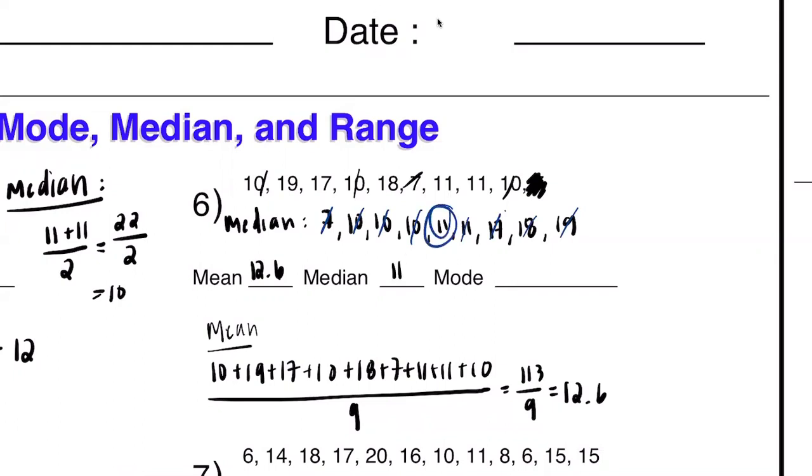And then remember, the mode is the number that happens the most often. And in this case, 11 happens twice, but 10 happens 3 times. So 10 is the number that happens the most. And remember, if every number happens a distinct amount of times, so no one is repeating, then there is just no mode. That's the answer.